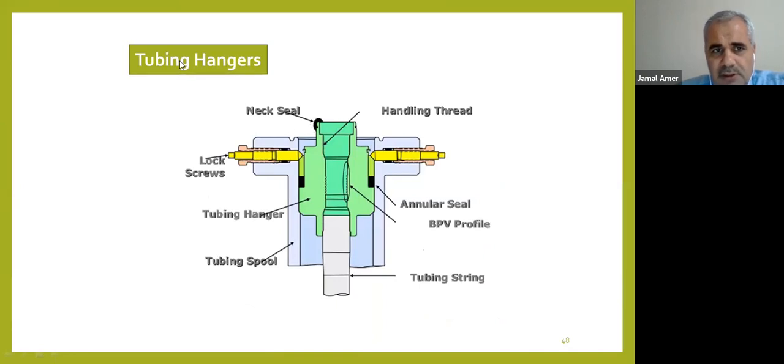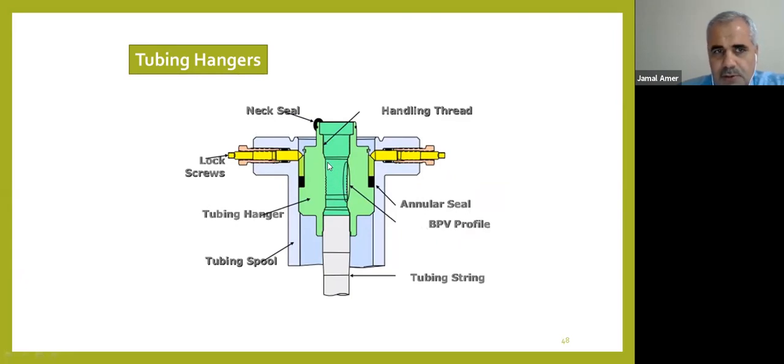Same photo for tubing hanger. See here, this part we call the tubing hanger. This yellow, light yellow, light green part will hold the production tubing. Here we have a lockdown screw to prevent vertical movement. Here we have seals, annular seals. Profile here, back pressure valve here to install.